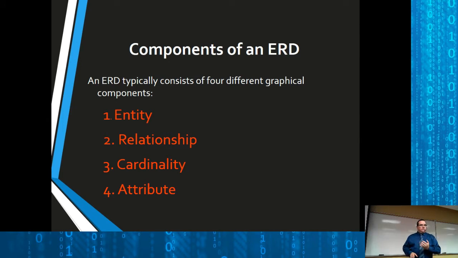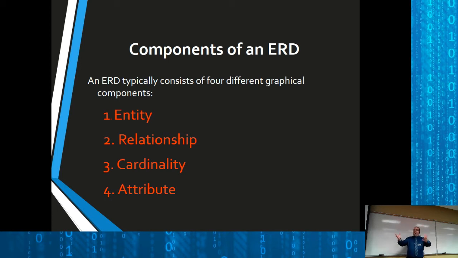Cardinality. Cardinality is essentially, can I have more than one student? Can you guys have more than one teacher for a given course? That kind of stuff. What are the rules of how they're related? Can a child have more than one mother? Biologically, no. Can a mother have more than one child? Biologically, yes. Well, usually. That's cardinality. Attributes. Attributes are the description of the things that make up a thing.